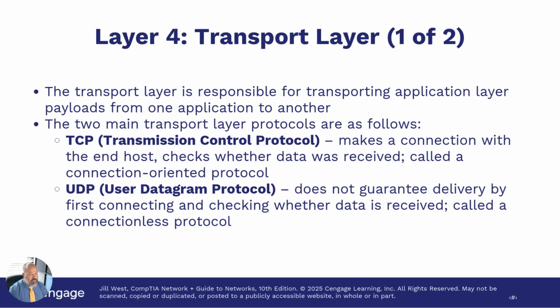The transport layer moves the payloads from one application to another. The two main transport protocols are TCP, which is Transmission Control Protocol, which is connection oriented. It checks to make sure the data arrives and is complete. And UDP, which is the User Datagram Protocol, which is connectionless. It sends the data without checking. It's faster, but it's riskier. If TCP is like certified mail where you have to get a receipt, UDP is like tossing a postcard in the mail and hoping it gets there.